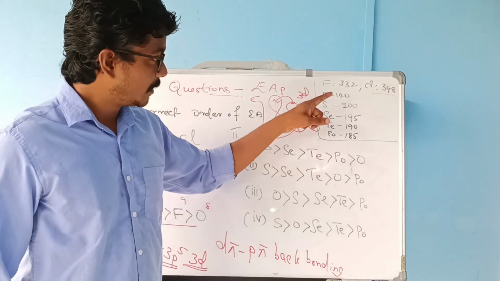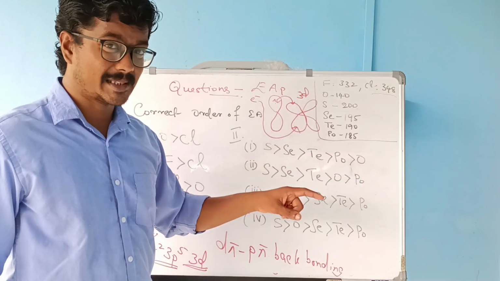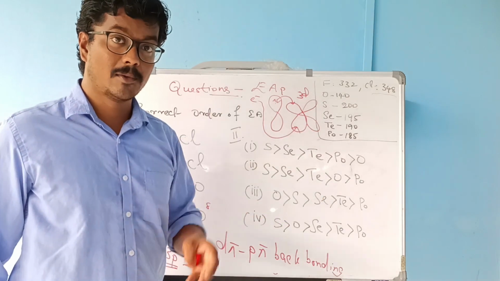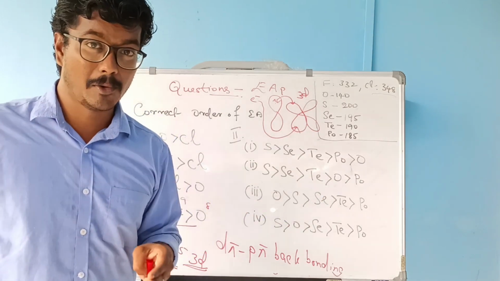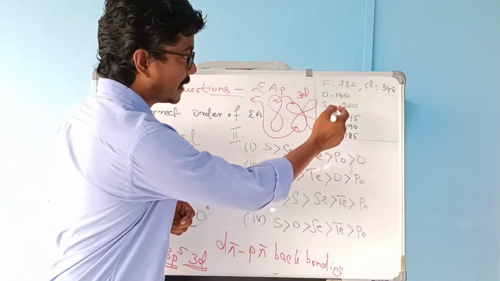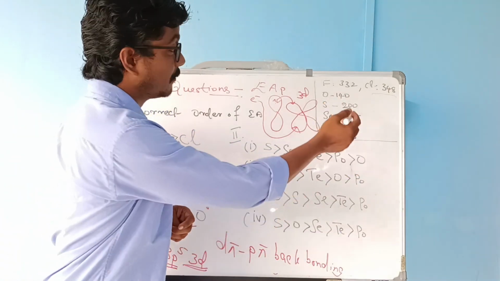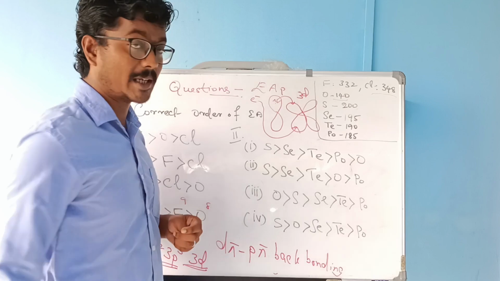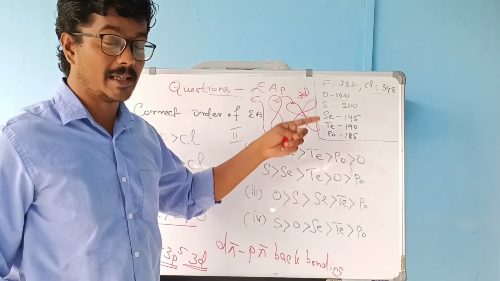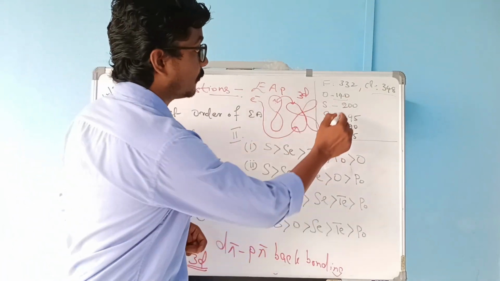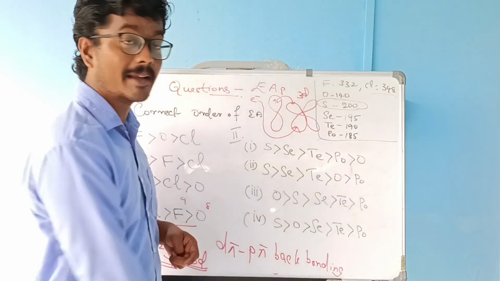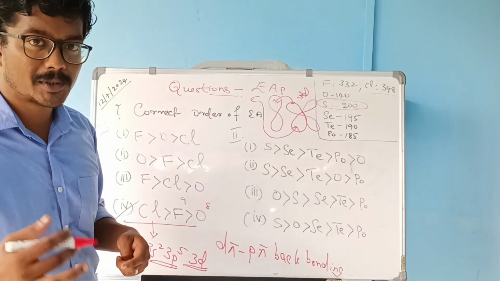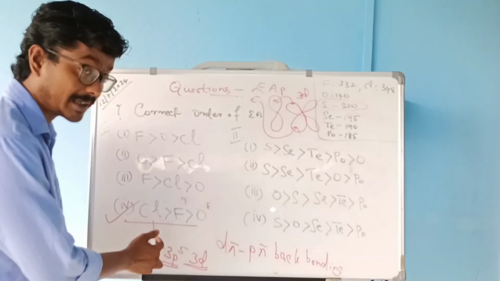So you have to understand the concept. Among the oxygen family, oxygen possesses very low electron affinity. The experimentally determined value for oxygen is 140, and among that oxygen family, that is group 16, sulfur possesses very high electron affinity. Do you know the reason? The same reason we have already explained.